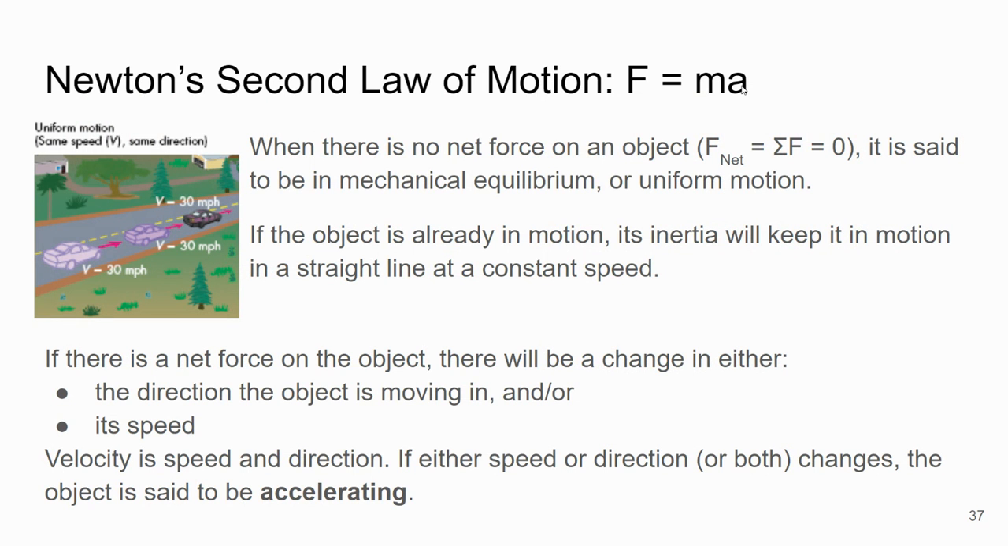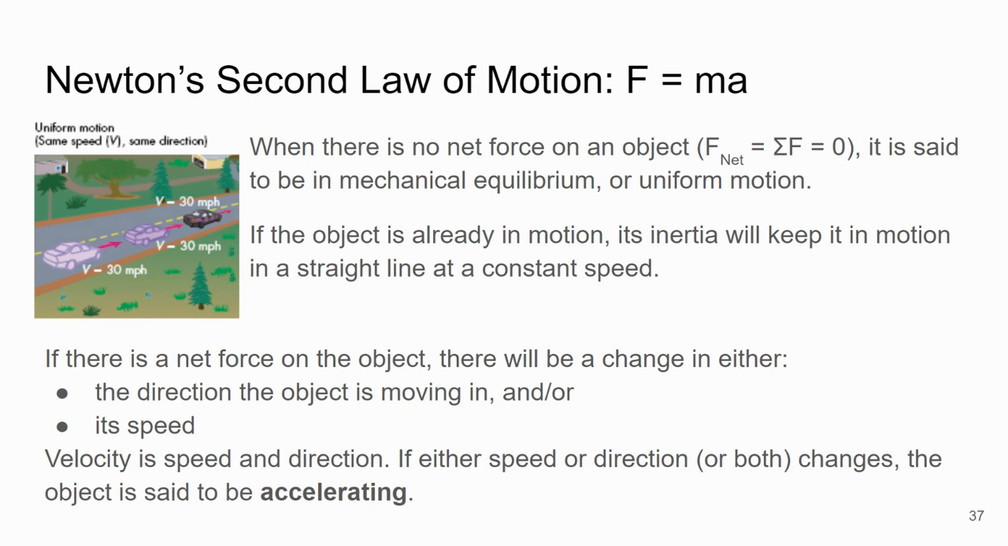So let's compare Newton's second law to Newton's first law. Newton's first law says that when there is no net force on an object, so when F sub net, the net force, equals the sum of the forces, that's what net force means, equals 0, the object is in mechanical equilibrium or uniform motion. So if it's not moving, it will continue to not move. If it is moving, it will move in a straight line at a constant speed.